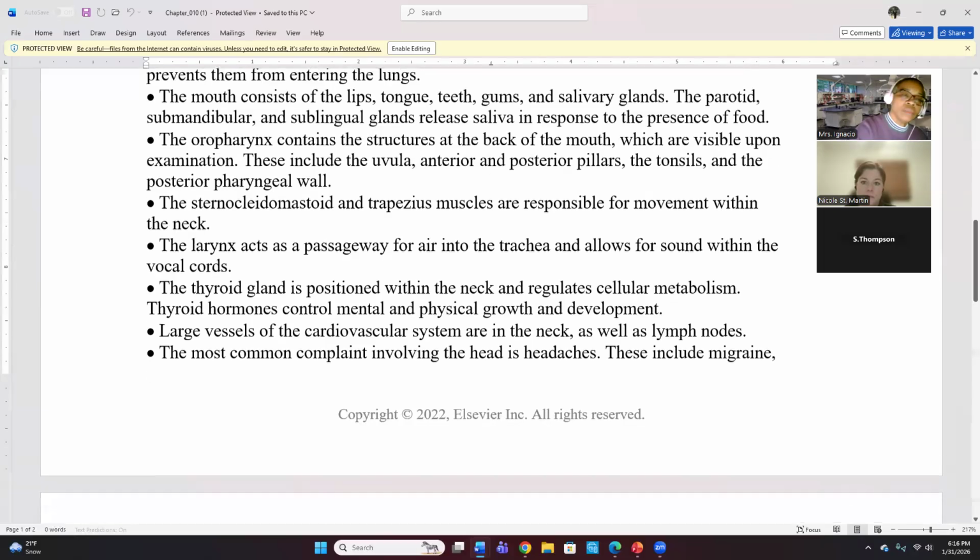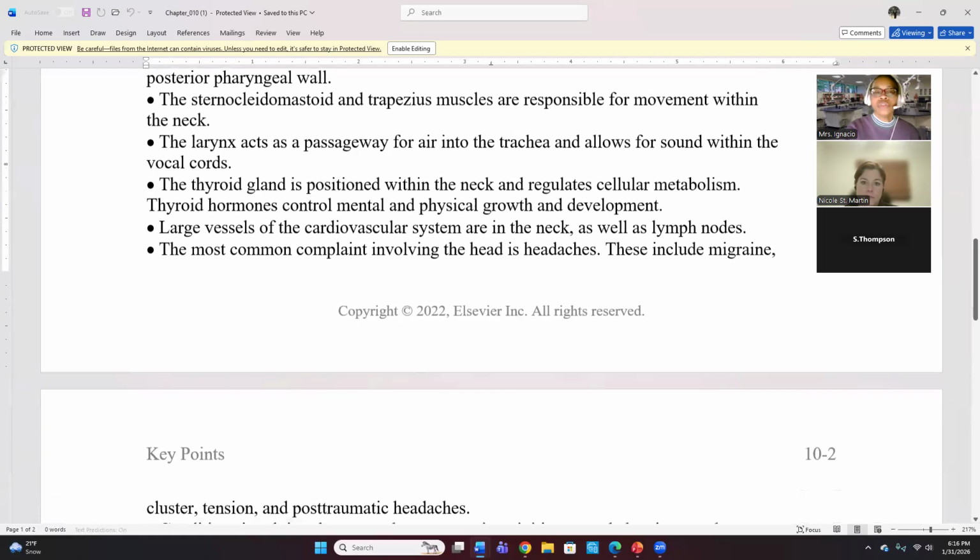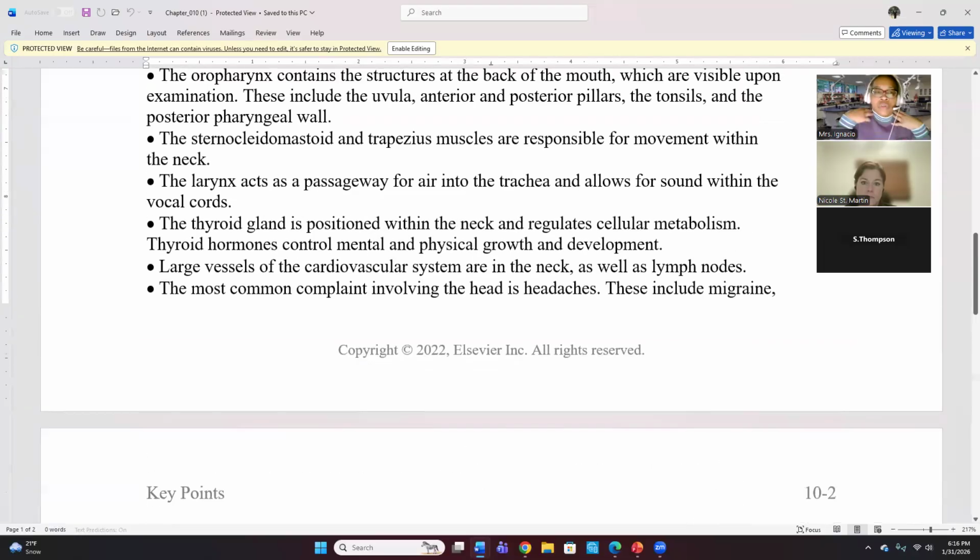Okay, moving on, we have the sternocleidomastoid muscle, the trapezius muscles, right? Those are responsible for movement, and that's what we did last night. We assessed, right?